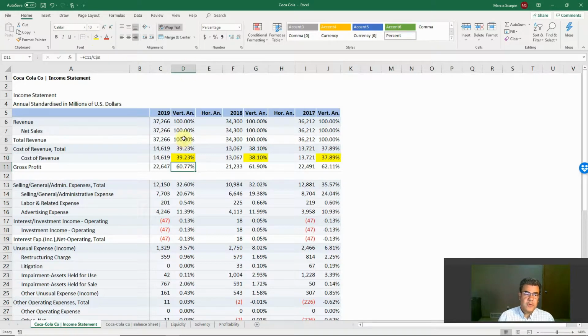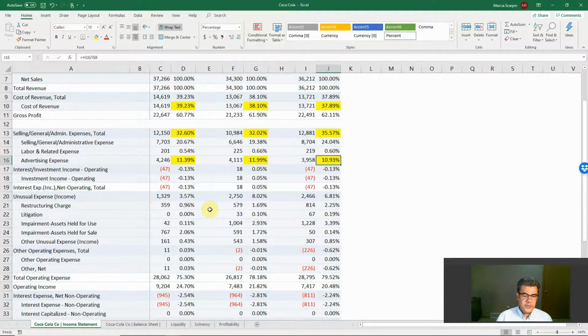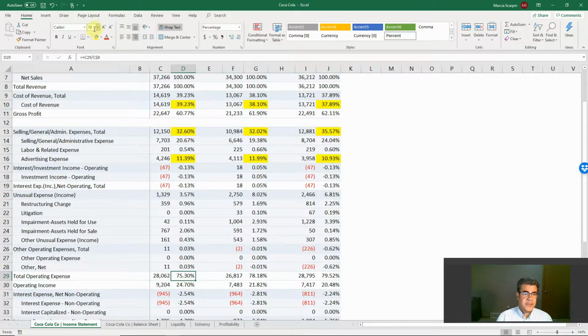So gross profit is revenue less cost of goods sold, so it is 100 less 39. Selling, general, and administrative expenses: 32, 32, almost the same, 35, so nice decrease here. But again, comparing to our net revenue, advertising expenses, see a huge number here, almost 12% of their revenue. It is advertising expenses. That's why we see ads from Coca-Cola all over the place, all over the world. And here, a lot of small numbers.